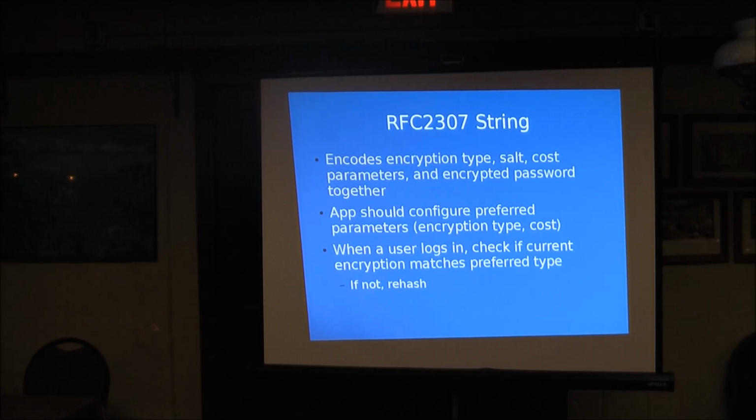And then the app would configure whatever those parameters should be, and then when the user logs on, since we can't break our own database by design, we have to wait for the user to next log on, and if it doesn't match these parameters that we configured before, we're going to rehash the plain text password that we now have, and then put that back into our database using the new way. So a user that doesn't log in very often is still going to have an old insecure password, but there's honestly nothing we can do about it.